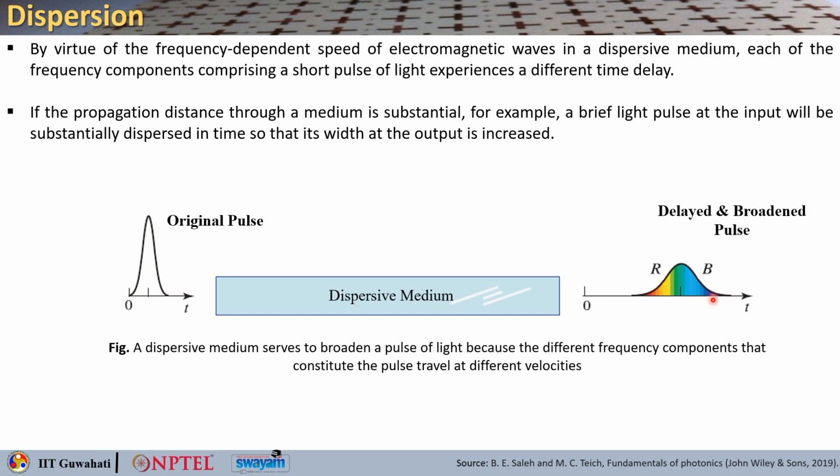So, you can see that the long wavelength or the low frequency component travels faster, and the high frequency component or the short wavelength will come late. So, that way it will delay and get the pulse broadened.